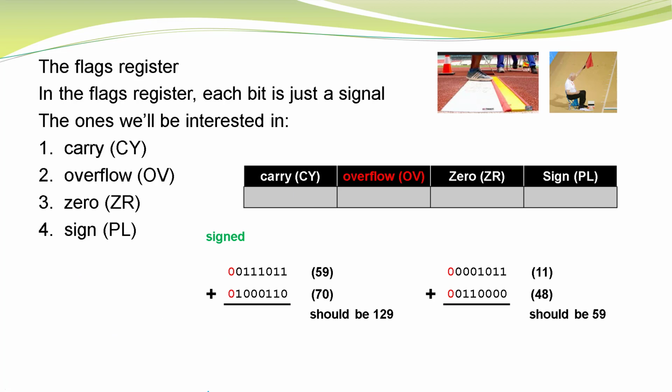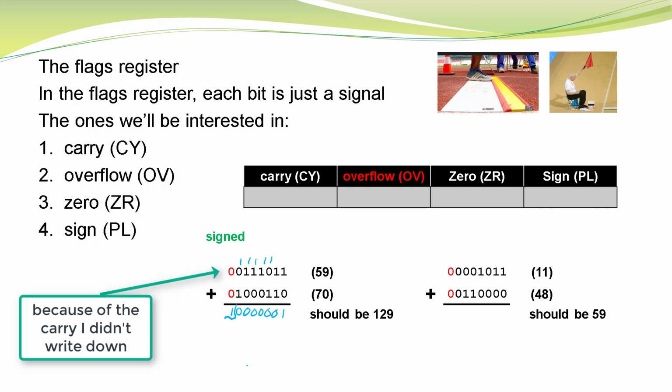Okay, now for signed numbers. 59 and 70, I'm going to add those together, just like I did before. So this is going to be a 1. This is going to be a 0, carry the 1, 0, carry the 1, 0, carry the 1, 0, carry the 1, 0, and what just happened here?